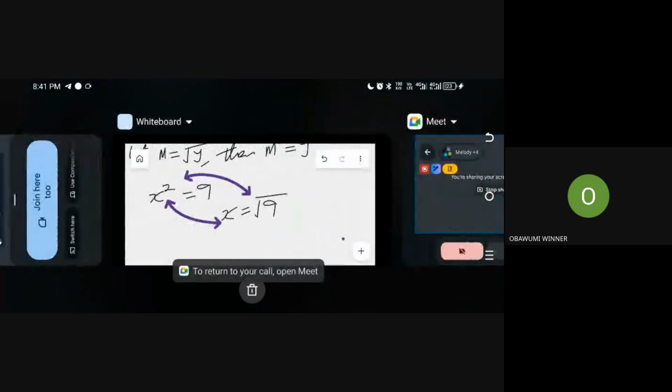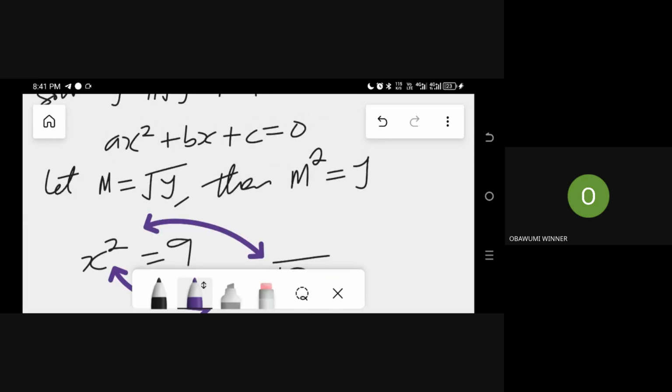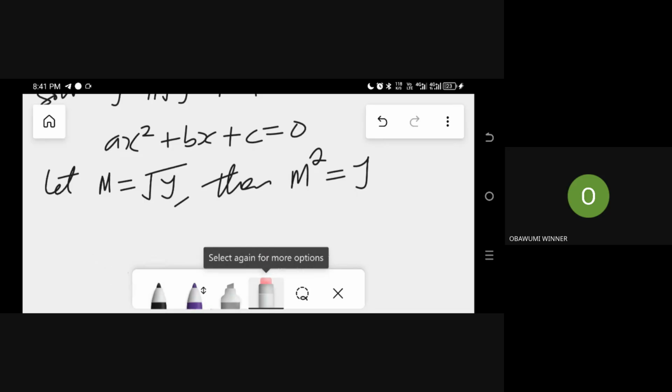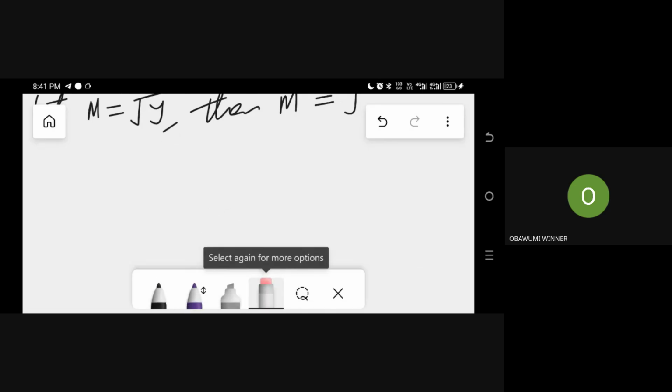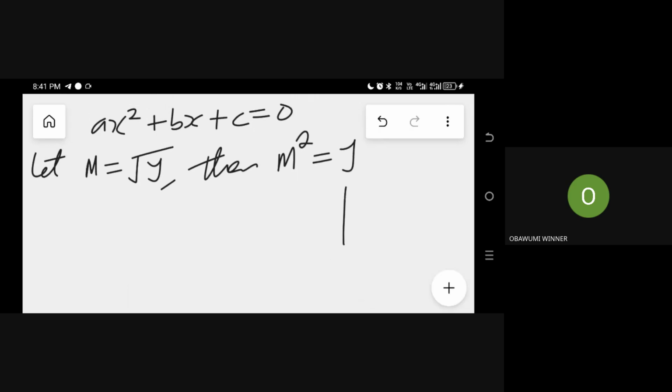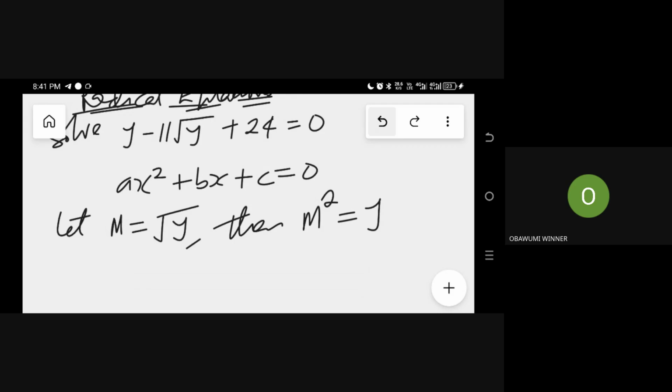Okay, all right. In the same vein, that's how we got this here. If m is equal to the square root of y, because we said let m equal the square root of y, then to remove that square root from y, I have to square both sides. Then m squared will be equal to y. So that's how I got m squared is equal to y. I was actually reversing it.